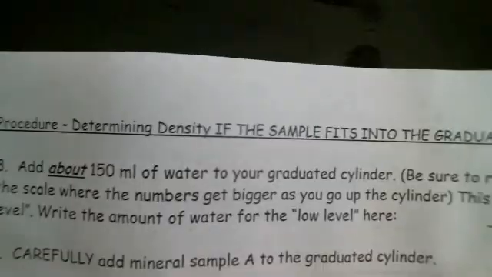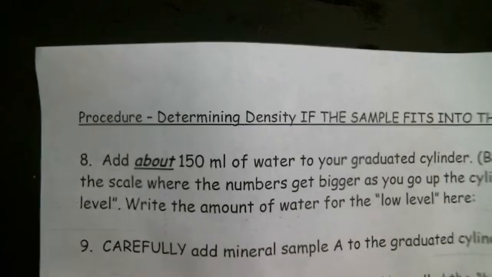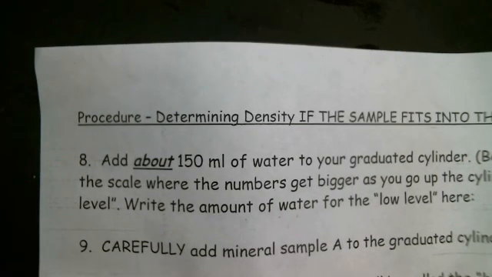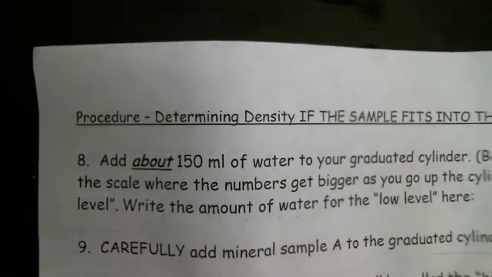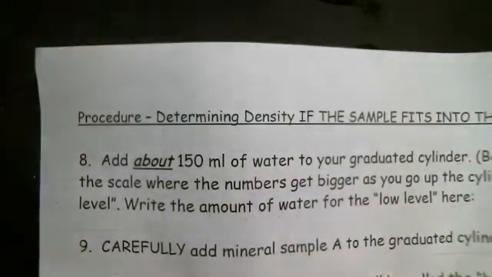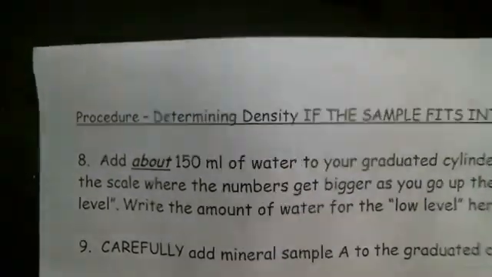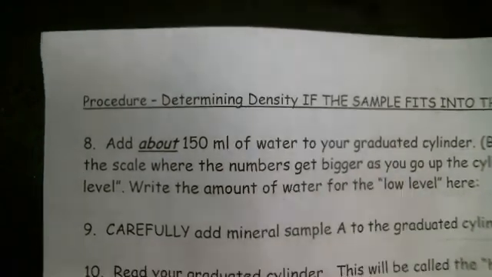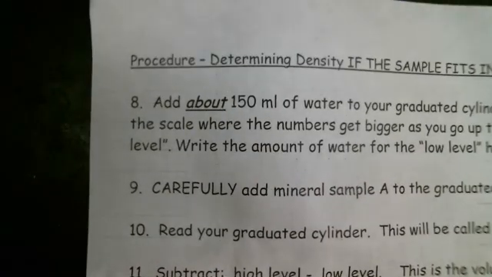Okay, so those are our 3 samples. Next, we're going to determine the density. And I've made sure that all of your samples do fit into the graduated cylinders. And so we're going to be using the displacement method like we learned in the first chapter of the class. You're going to add about 150 milliliters to a graduated cylinder.